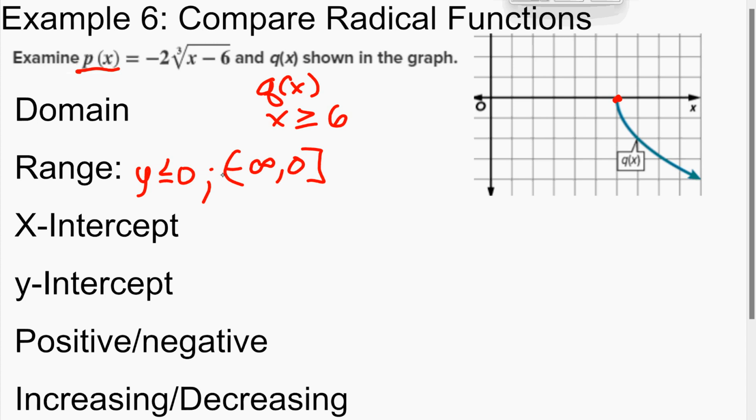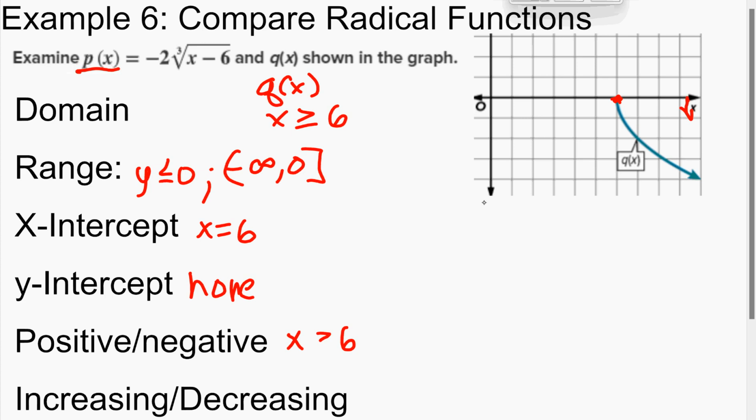All right. And then our x-intercept is at 6, so x equals 6. Our y-intercept, it doesn't cross the y-axis, so none. Okay, this positive negative is, where's our graph above the x-axis? Where is it below? Our graph is only below the x-axis, correct? So it's below the x-axis at everything greater than 6, right? It's negative for everything greater than 6, because at 6 it's at 0, and 0 is not negative.